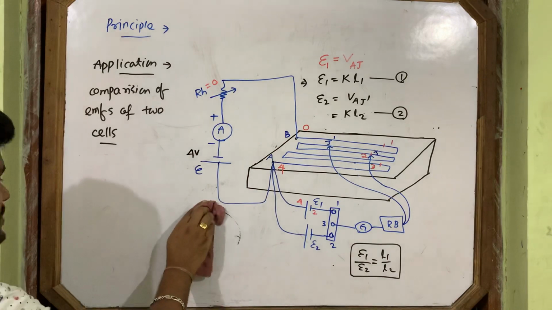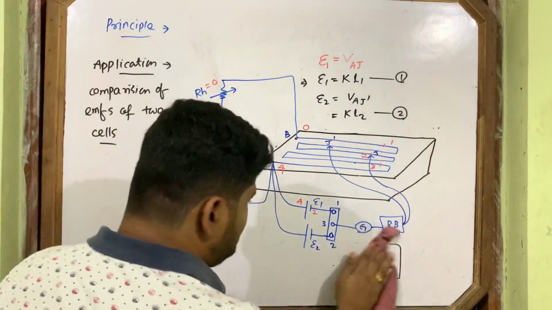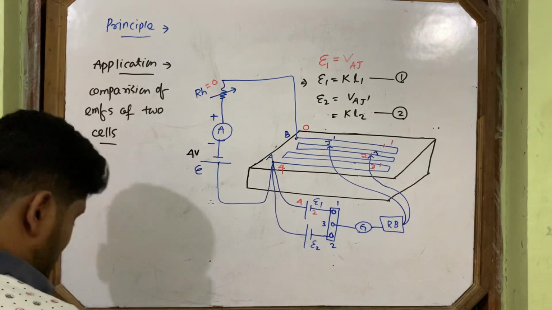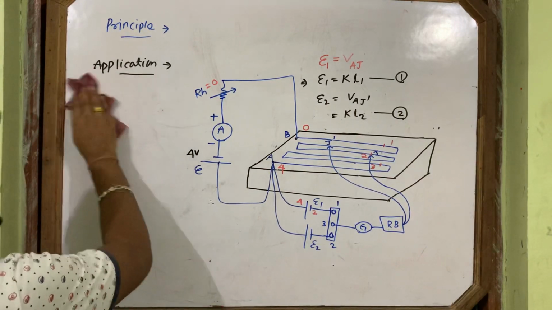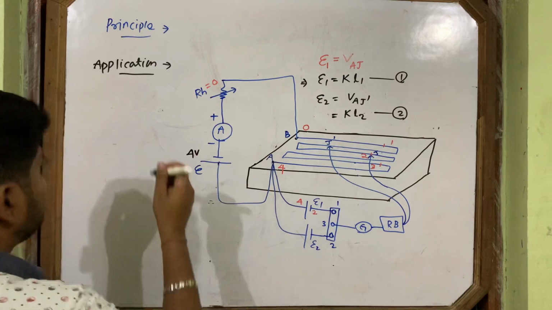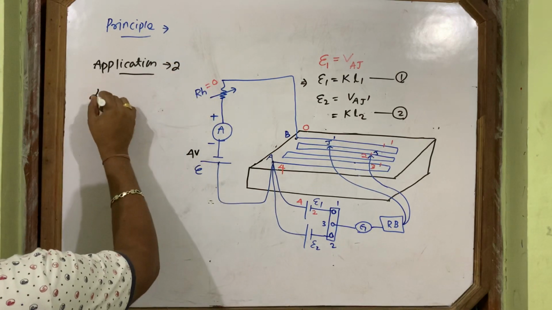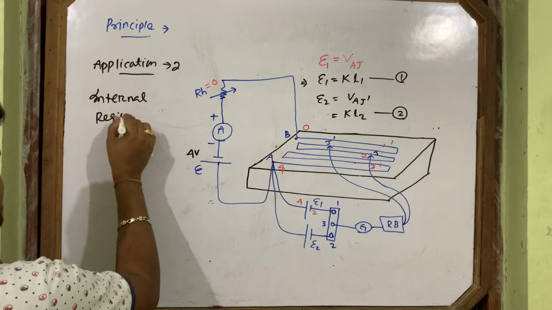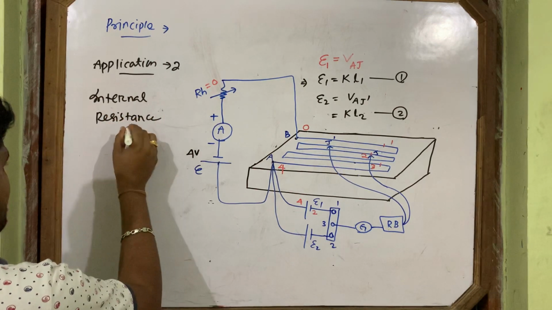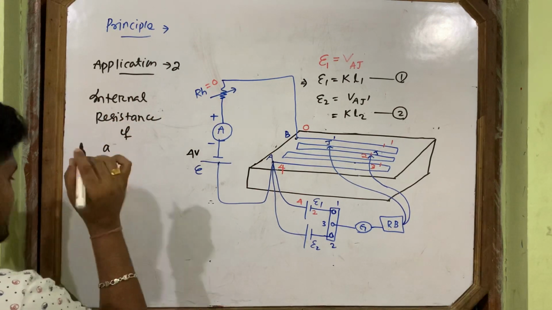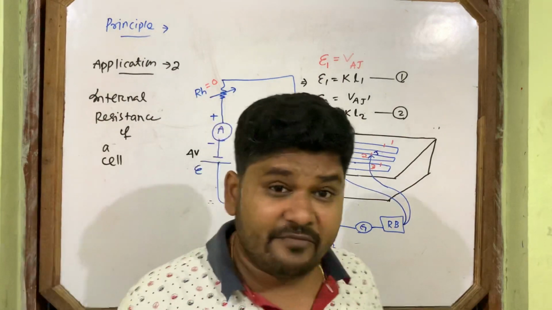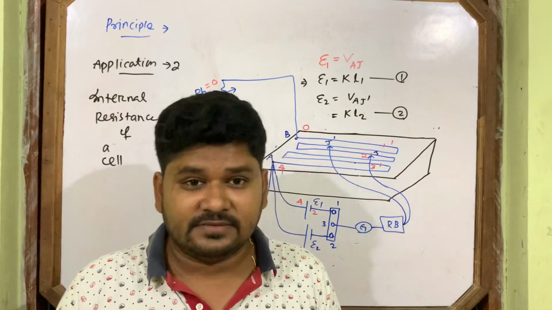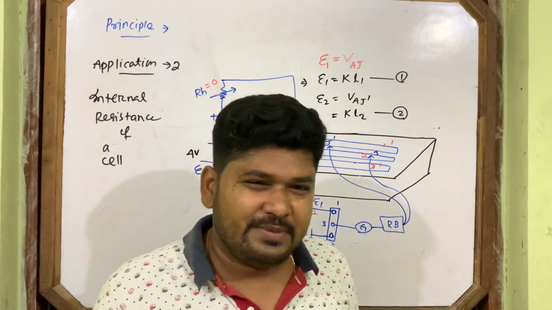Now we'll go to the application 2. What is the application 2? Now let's see application 2. Application 2 is we can measure internal resistance. We can measure internal resistance of a cell. This is the device which can immediately measure internal resistance of a cell. Yes, can it measure? Yes. Internal resistance of a cell, very simple.